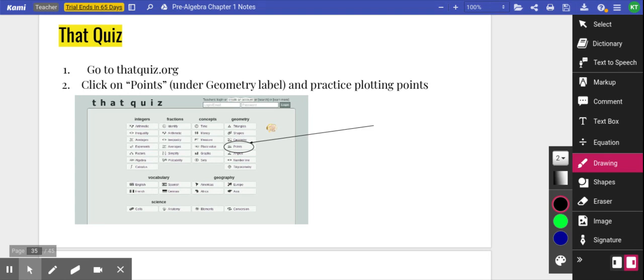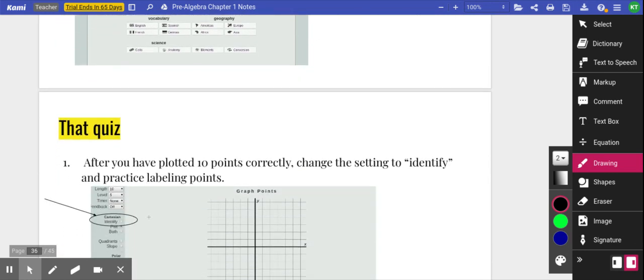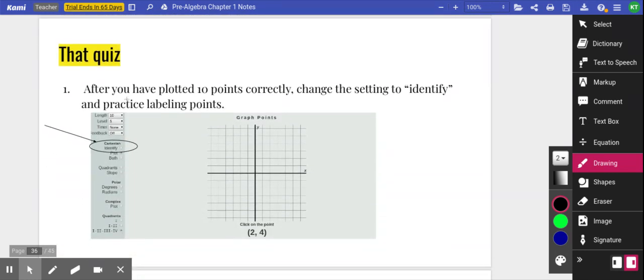So -5, 1, 2, 3, 4. So we have there. And if you look over here, it gives you right and wrong, as you go. If you're getting some wrong, you can reset it. I'd like you to try that until you get 10 correct. Okay, so once you get 10 correct, I want you to stay on that site. After you plotted 10 correctly, you're going to change the setting.